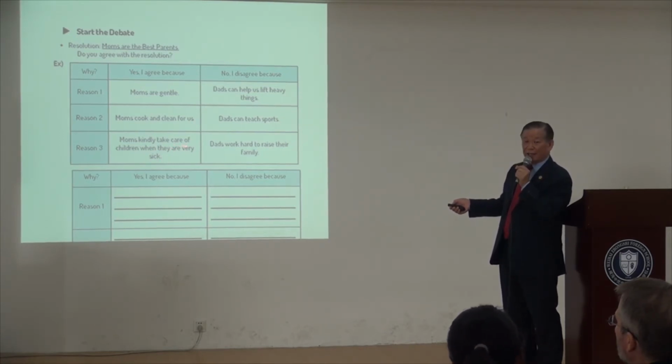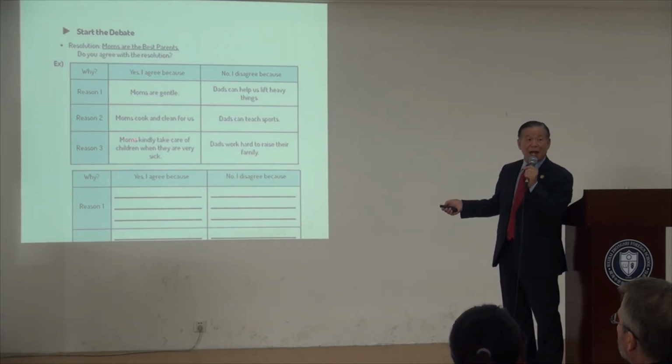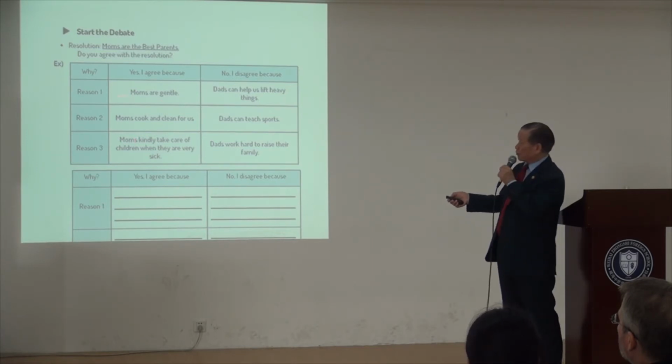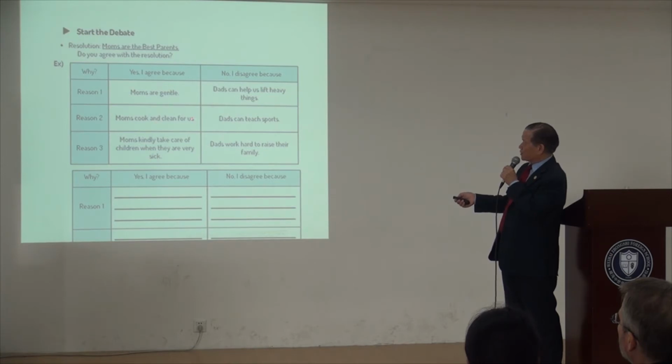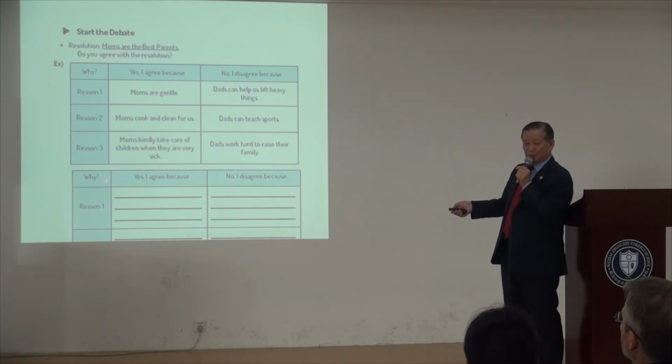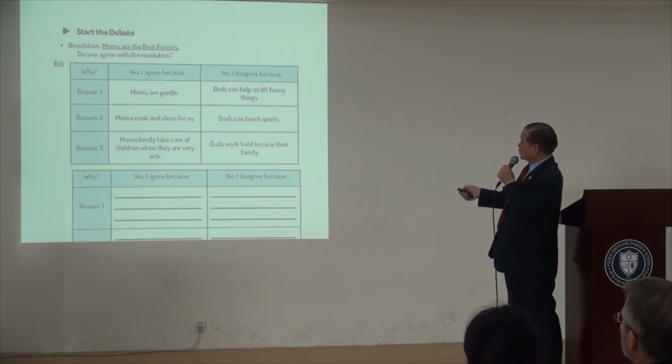Randomly, they can make a reason, but at last, why don't you arrange the strongest reason first? Moms care. Moms cook and clean for us every day. Moms kindly take care of children when they are sick, like that. This is the strongest reason. 1, 2, 3. Choose among the 7 or 5 main reasons.